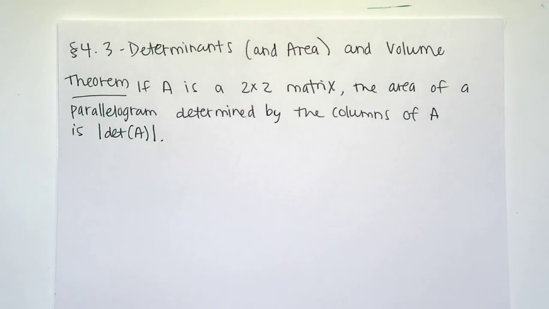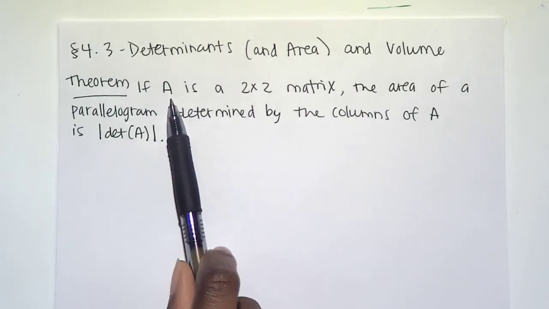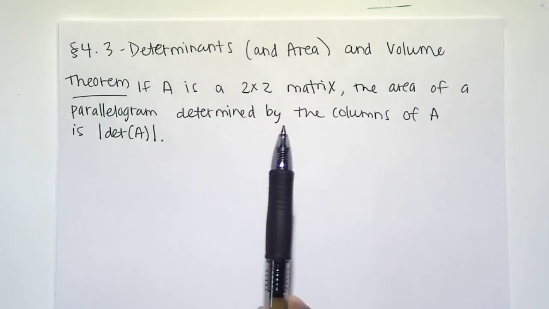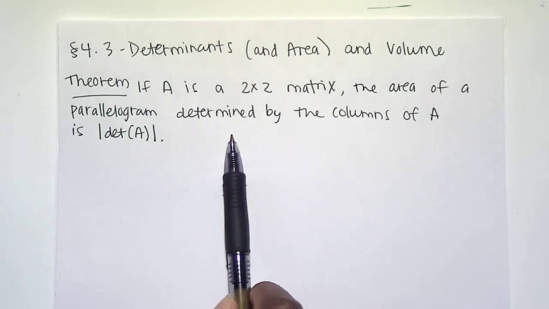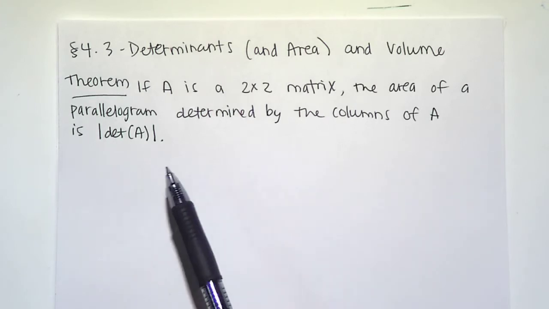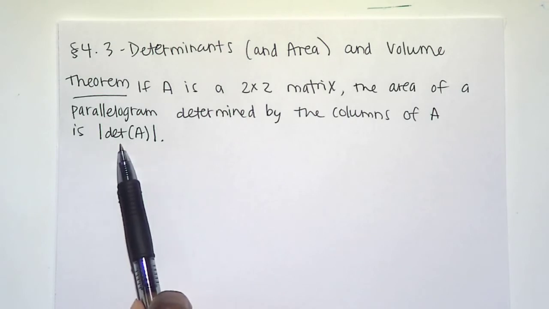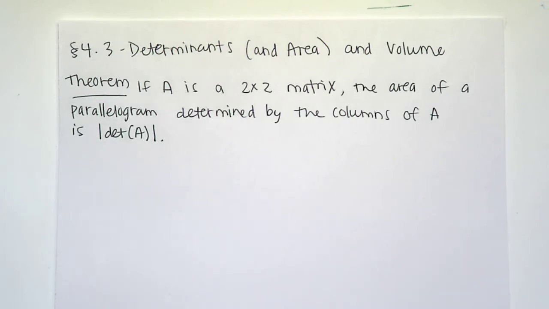Do you guys remember the parallelogram law that we learned very early on when we were learning about vectors? It basically says if A is a 2 by 2 matrix, then we can use that matrix to determine a parallelogram, and we can use the determinant of that matrix to figure out the area of it. And it's always going to be the absolute value because area is always a positive number.